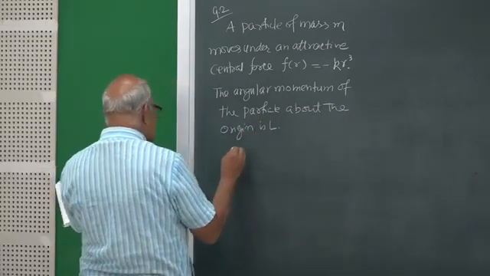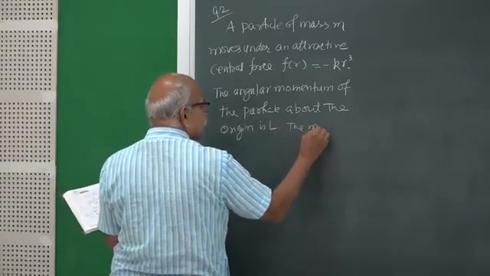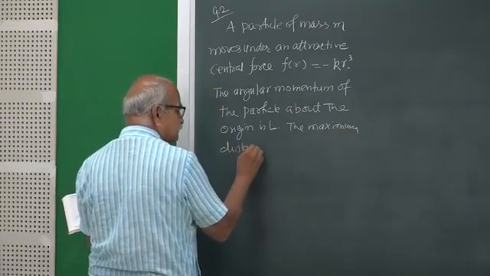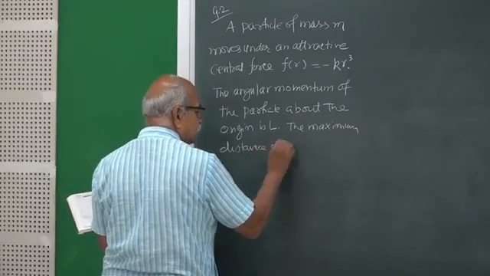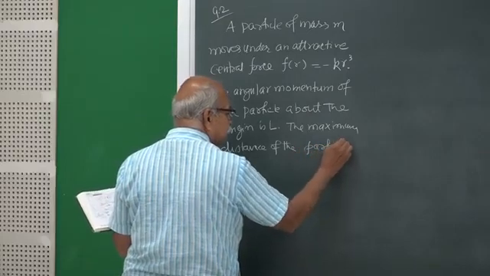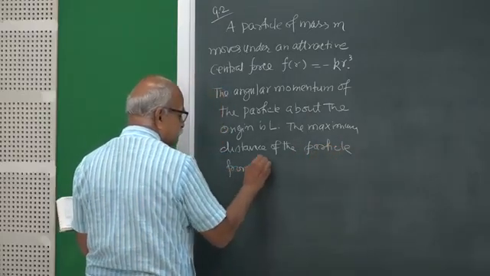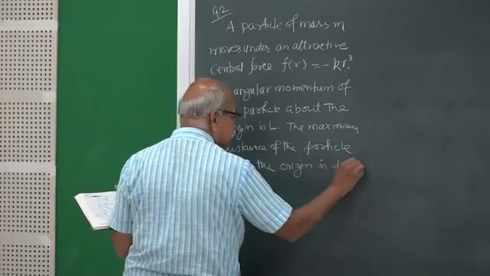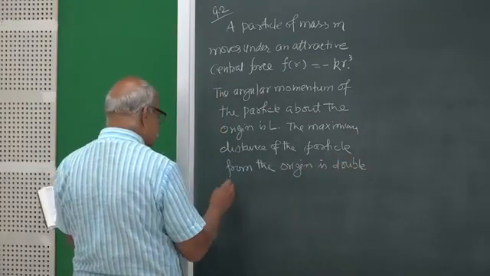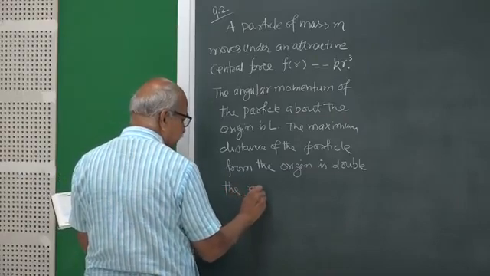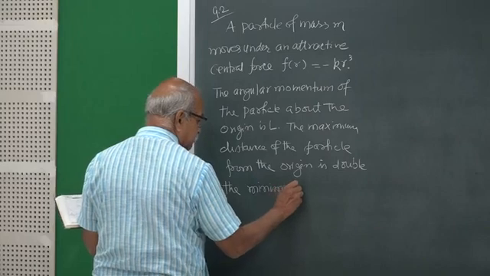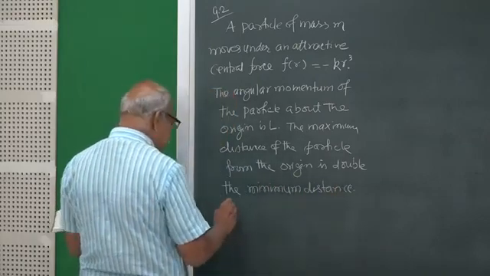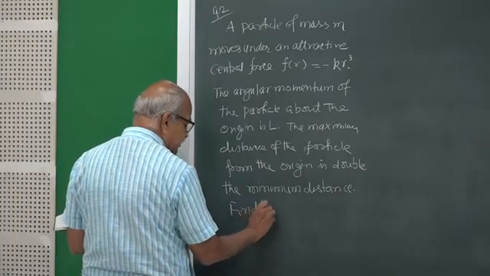The maximum distance of the particle from the origin is double the minimum distance, and the question is to find this minimum distance.